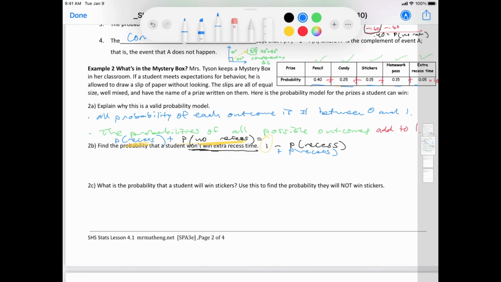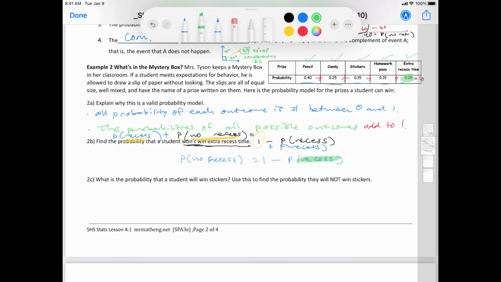So I'm just going to use that. So probability of no recess equals 1 minus the probability of getting recess. And probability of recess is 0.05. So 1 minus 0.05 would give us 0.95. Probability of no recess is equal to 0.95.